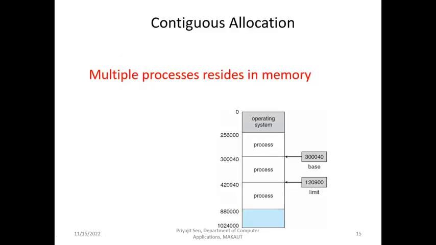Now the contiguous location. Contiguous means what? Multiple processes will stay in the memory, but one by one, in sequence. So from 0, then 2,56,000, then 3,40,000, then 4,20,940. These are the memory address values, and I have given the example of the base and limit. I explained that in the first slide.